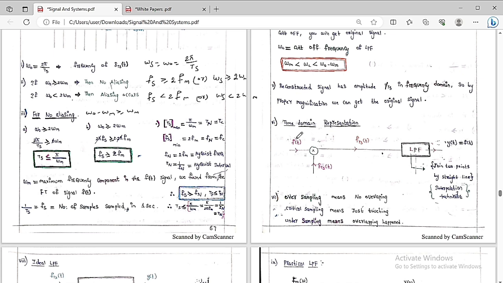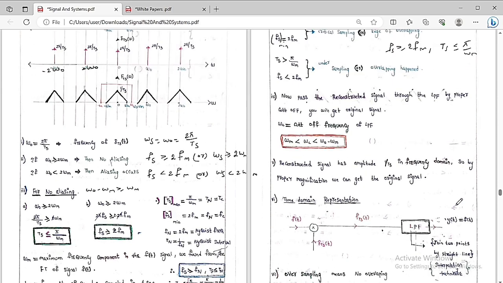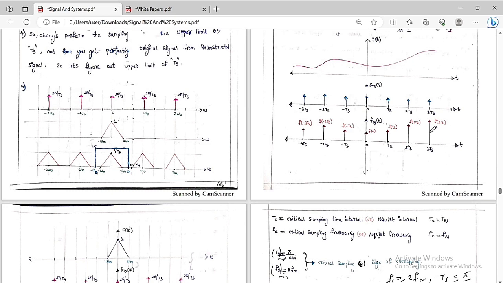So what is the output? Nothing but the input. Low pass filter means joining two points by a straight line, or we can say an interpolation technique. Listen carefully, what is the meaning of this? This is the signal, right? When we pass this signal through the low pass filter, it joins these two points by a straight line, again a straight line, again a straight line. Then we can get back the original signal. So the low pass filter is basically going to join these two points.